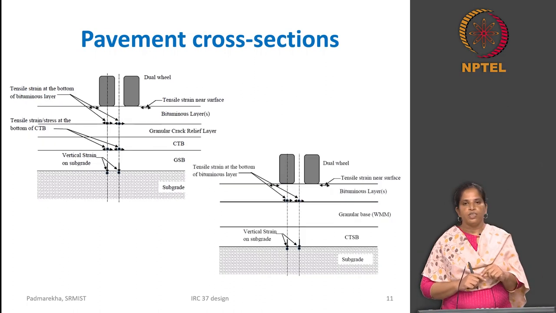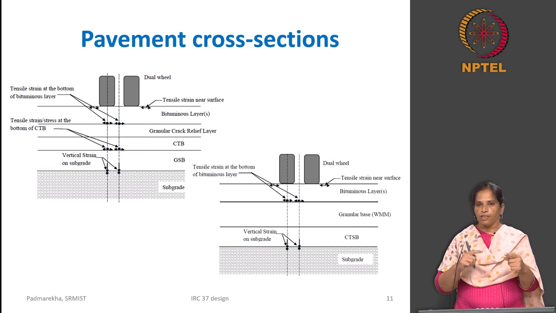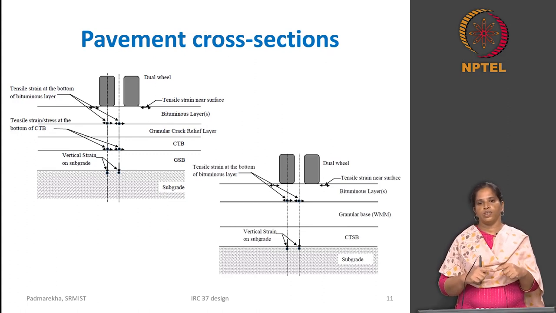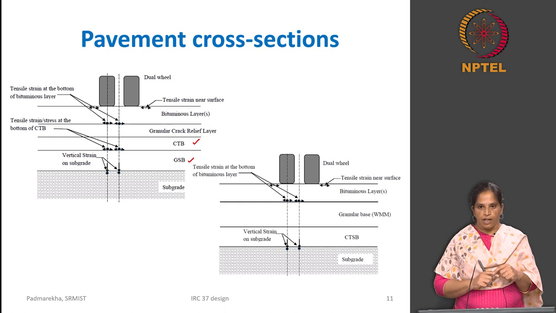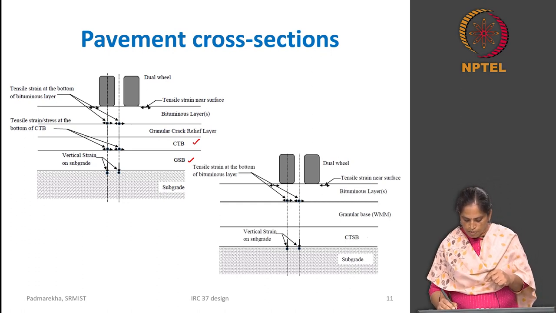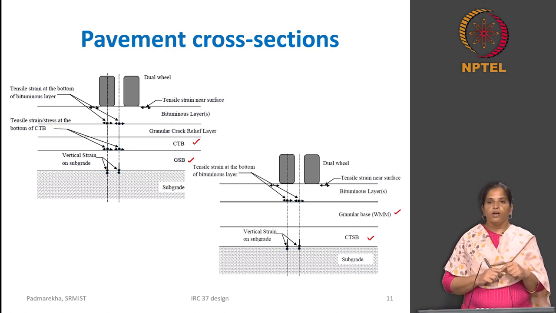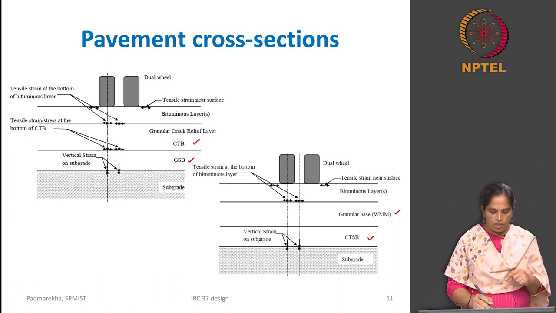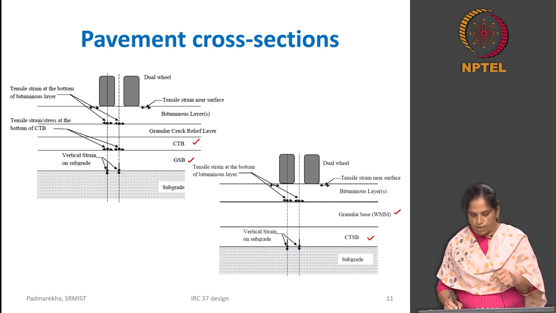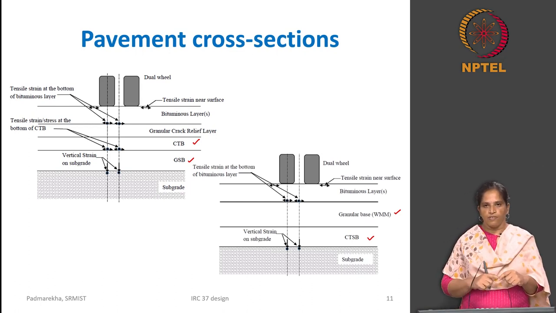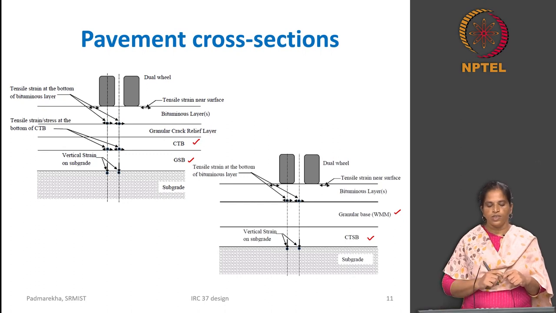The next combination recommended by IRC 37 is where either the base course or the subbase course is considered as a cement treated layer. So, we have here the base course as a cement treated layer, and the subbase course as a granular layer. In the next cross section, you have the subbase course as a cement treated layer and the base course as a granular layer. So, if you provide a cement treated base course, you need a crack relief layer here. If the cement treated subbase course is provided, the above base course itself will serve as a crack relief layer, and you don't need an additional layer in this case.